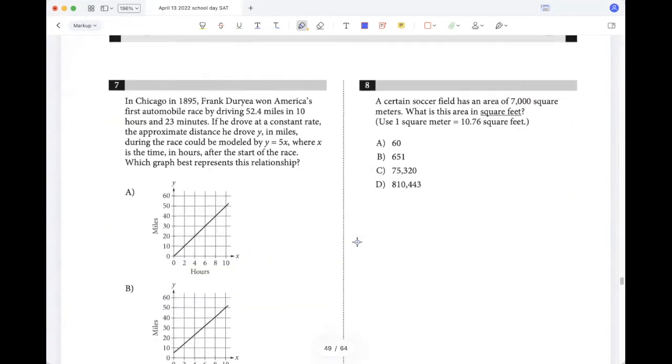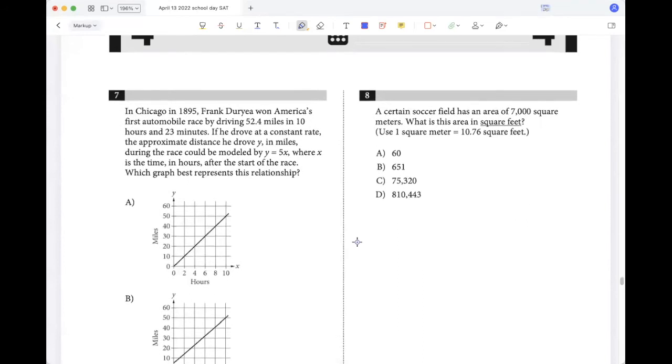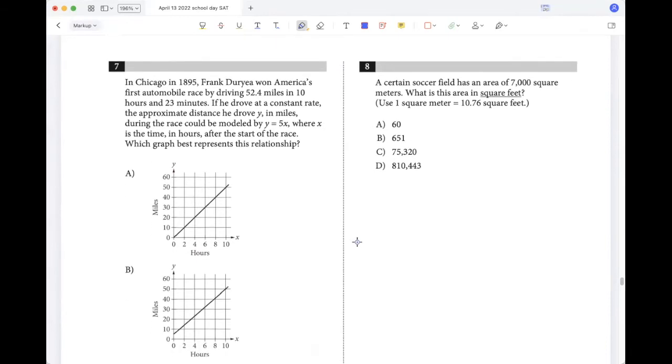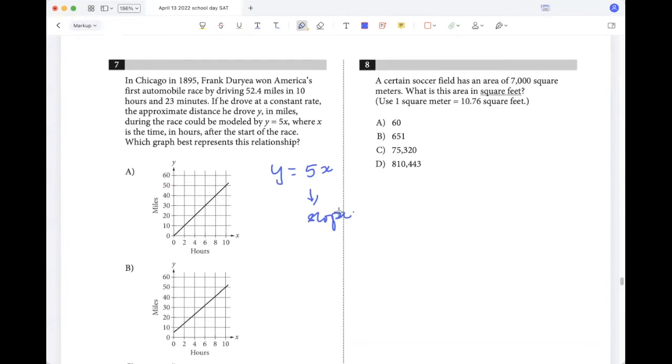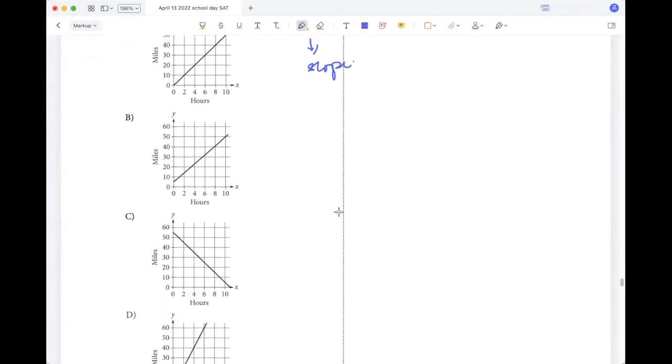In Chicago in 1895, Frank Duryea won America's first automobile race by driving 52.4 miles in 10 hours and 23 minutes. If he drove at a constant rate, the approximate distance he drove during the race could be modeled by y = 5x, where x is the time. Which graph best represents this relationship? So when we plot y = 5x, then 5 is the slope. So we need to find a graph with the slope of 5.